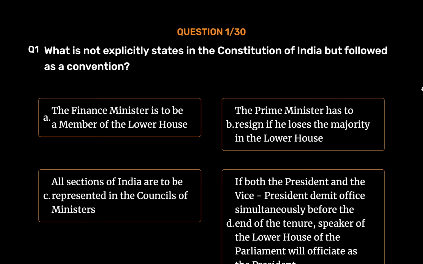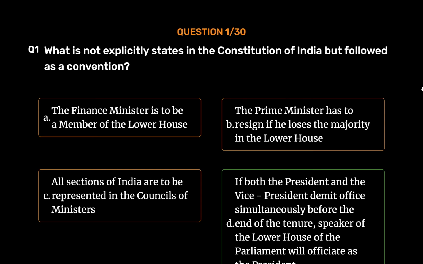Option D. If both the President and the Vice President demit office simultaneously before the end of the tenure, Speaker of the lower house of the Parliament will officiate as the President. The correct answer is Option D.